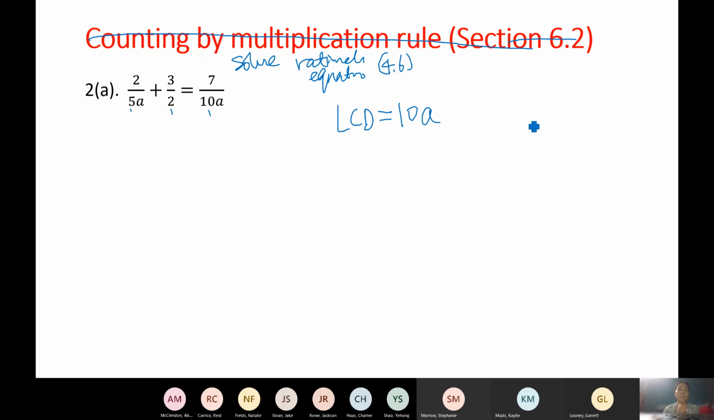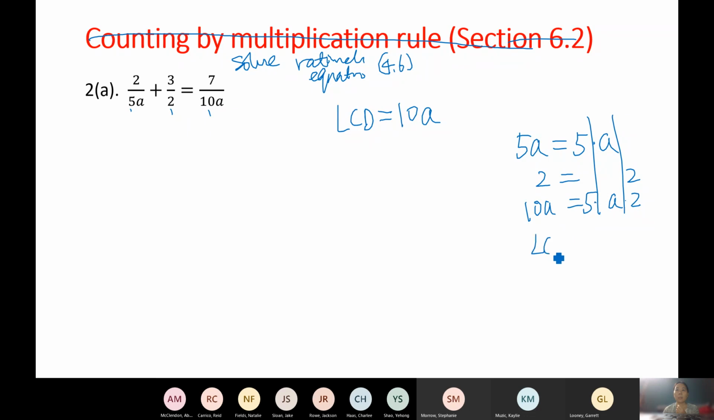Again, if you cannot see it, just break everything down. So 5A will be 5 times A, and 2 will just be a 2, cannot be factored. 10A can be factored as 5 times A times 2.